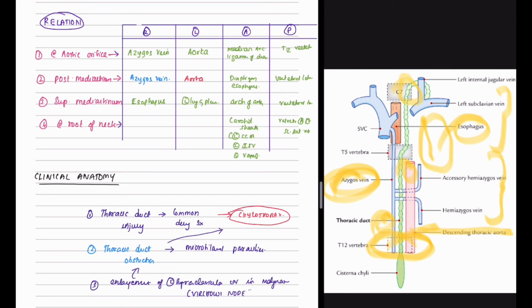At the root of the neck, it is related anteriorly to the carotid sheath, which contains the left common carotid artery, left internal jugular vein, and left vagus nerve, and posteriorly by the vertebral artery and vertebral vein.